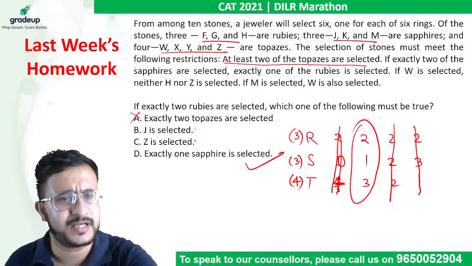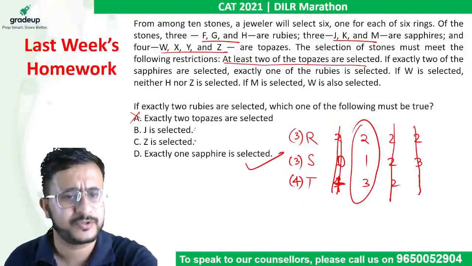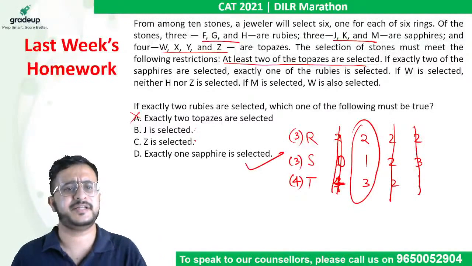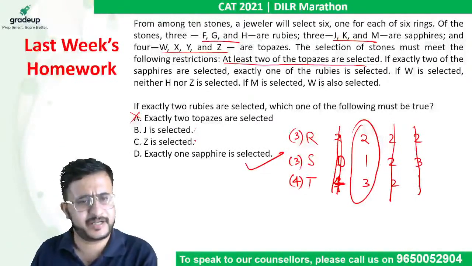Selection-based questions are never difficult. Just read the conditions. You have to solve questions on an individual basis.